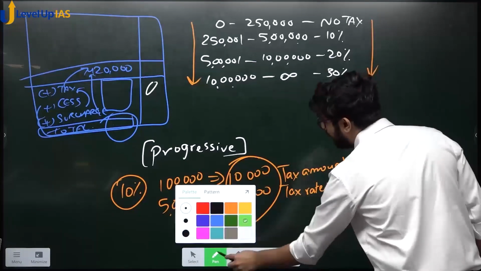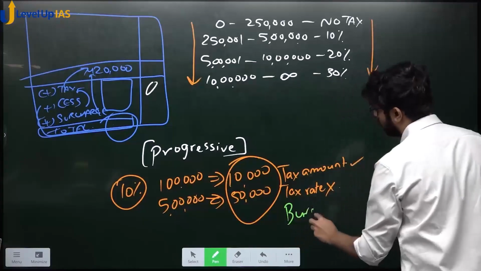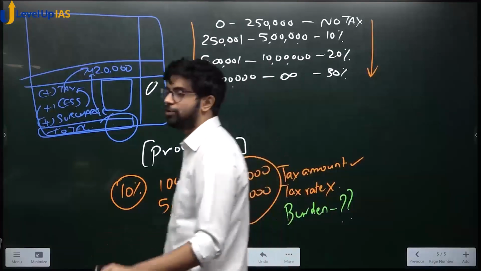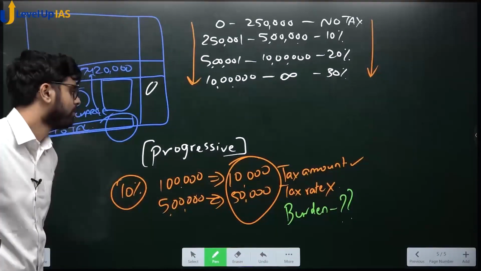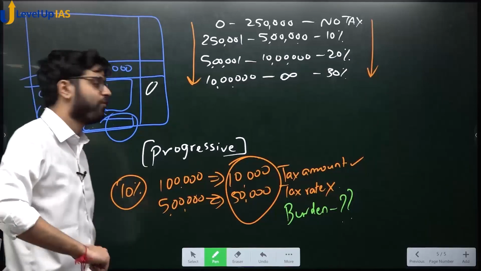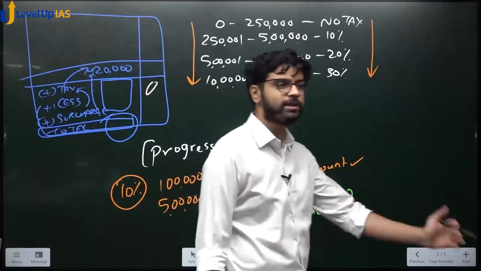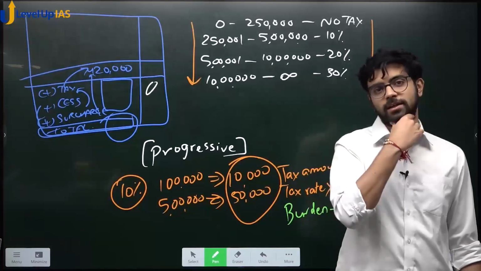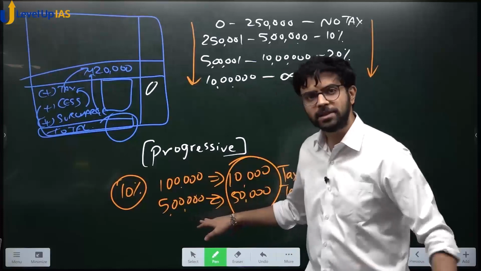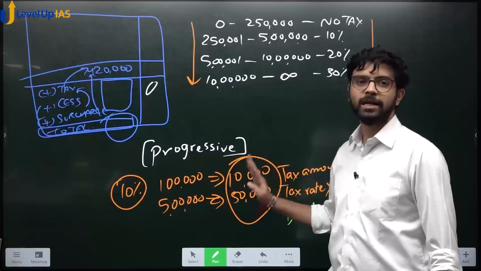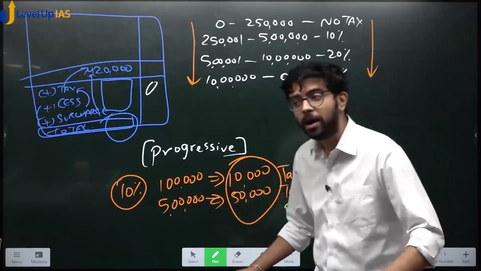Now tell me, is the burden increasing? Yes or no? The burden is not increasing. Why? Because 10% of your amount is kept aside no matter what. You are earning 5 lakh, उसमें का 10% गया, बचा कितना? 90%. You are earning 1 lakh, 10% गया, बचा कितना? 90%. Your burden is not increasing.